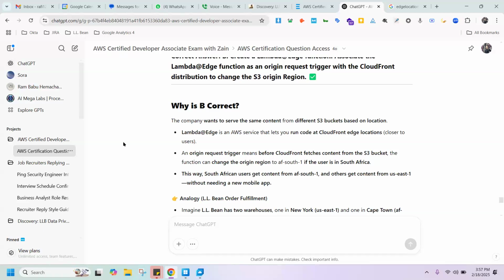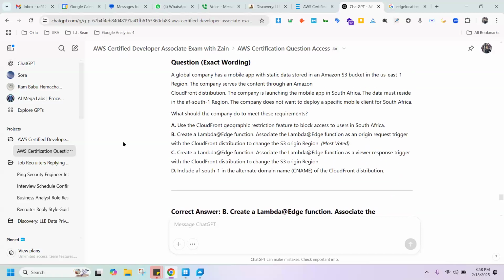Because in the question it says the customer doesn't want to deploy their application in different regions. What does deploying mean? Deploying means in every region we have a server. The customer doesn't want to deploy servers in every region because it costs too much, right? So they are looking for a way where we have our application deployed in only one region, and we can efficiently serve our content to different locations using the same deployment location.